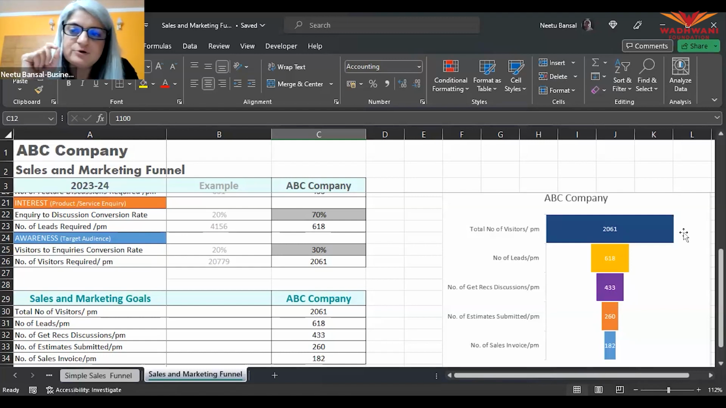Perfect. For those of you who are going to be using a marketing agency, my advice is that you share at least the top of the funnel with the marketing agency, if not the entire funnel. They should understand why you are asking for 2,000 visitors per month. Rather than just throwing a number at them, you say: this is why I need 2,000 visitors per month, because I need to ensure that at the end of the month I have 182 signups.